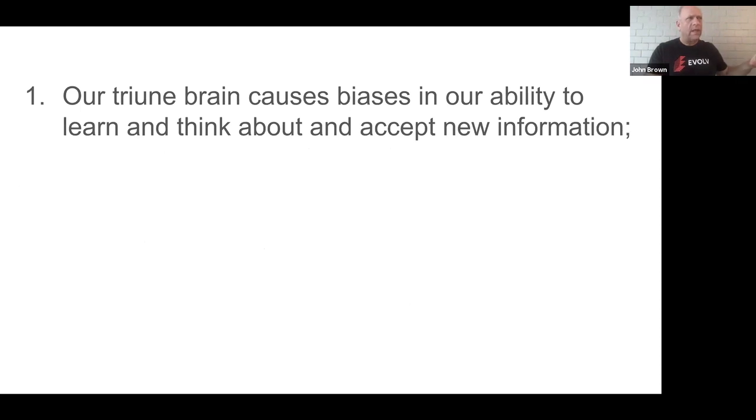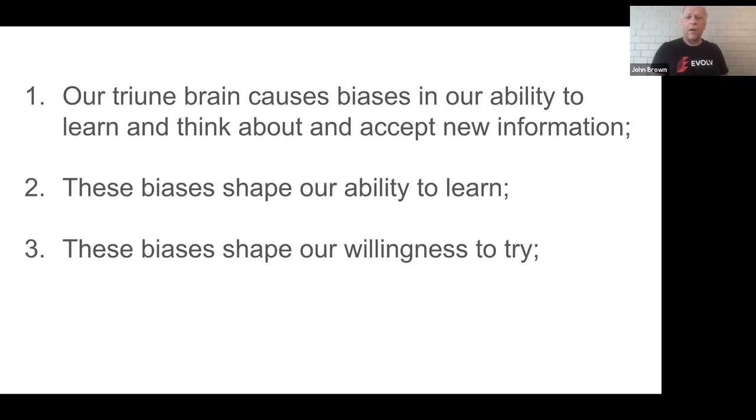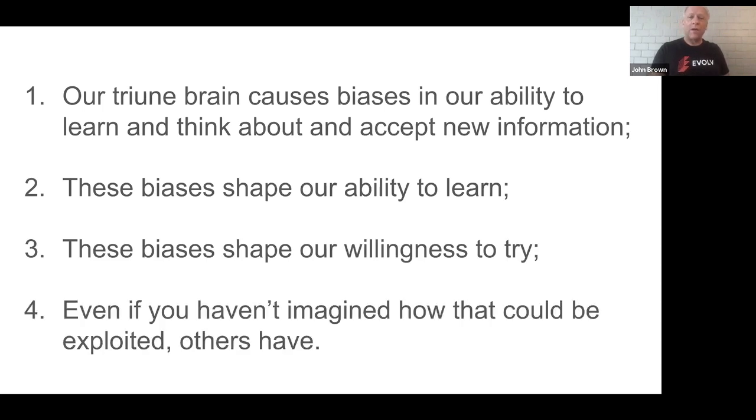So to break it down slightly differently, our brain causes biases, as we've discussed for the last few lectures, in how we think and how we learn, what we think about new information. And those biases shape whether or not we can learn anything at all. They even shape our willingness to try to learn new things. If that has never occurred to you before now, or maybe before last week's lecture, I assure you it's occurred to a lot of other people. And the experiences that you have online and using other computerized systems are largely shaped by people who have thought about that an awful lot.